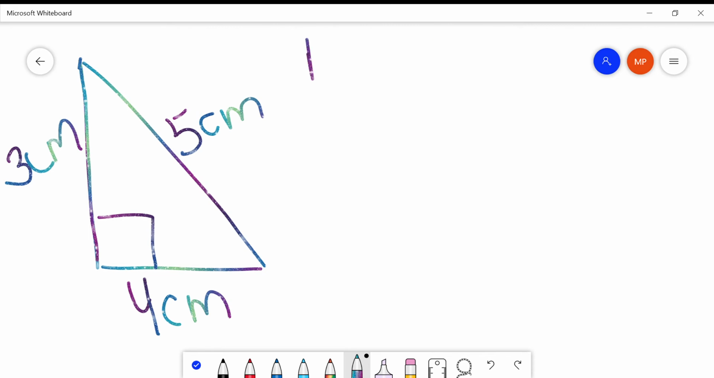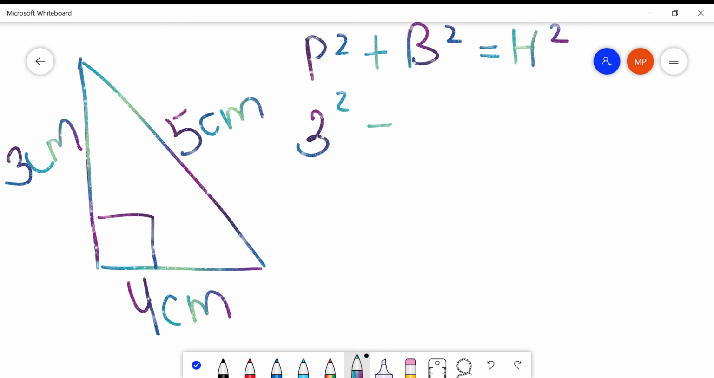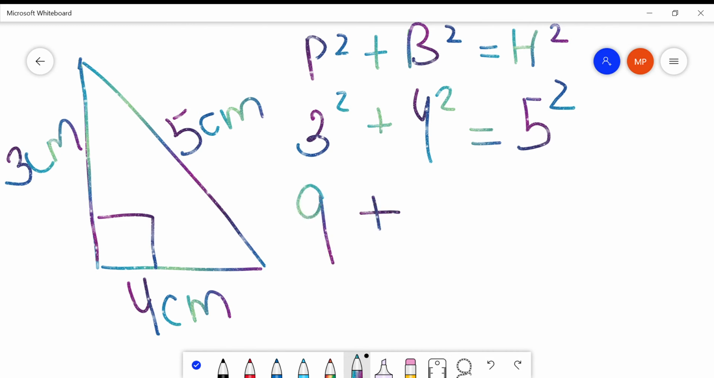As we know, p squared plus b squared equals h squared. So p squared, which is 3 squared plus 4 squared, I'm so sorry, it's 4 squared, right? Yes. So p squared, which is 3 centimeters squared, plus 4 squared should be equal to 5 squared. As we know, 3 squared is 3 into 3, which is 9, plus 4 squared is 4 into 4, which is 16, and then 5 squared is 5 into 5, which is 25.